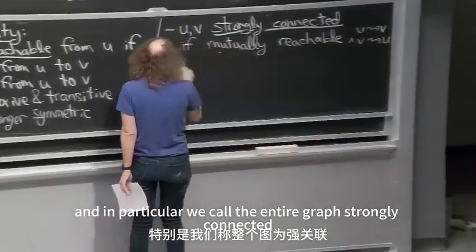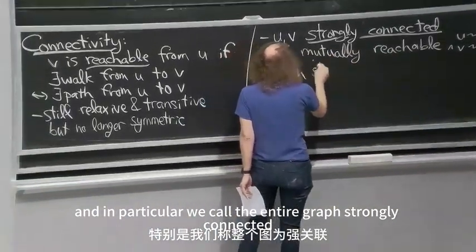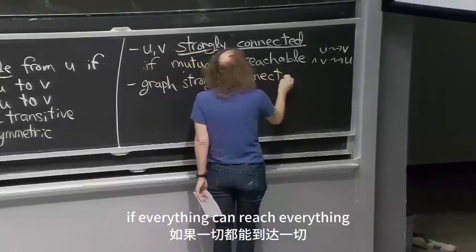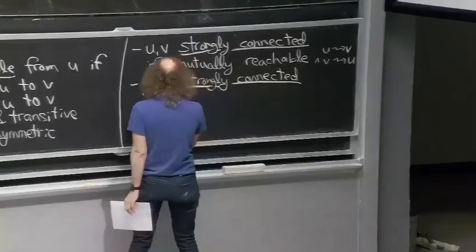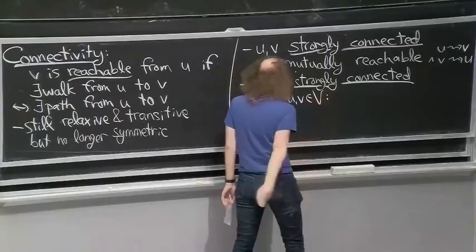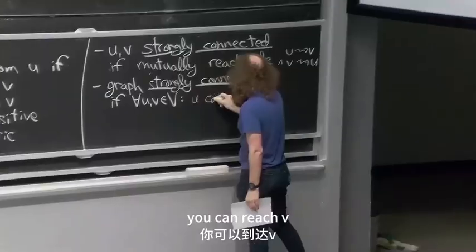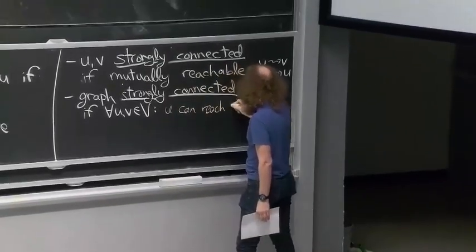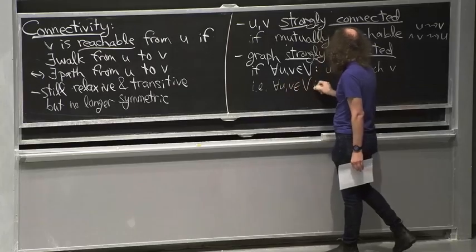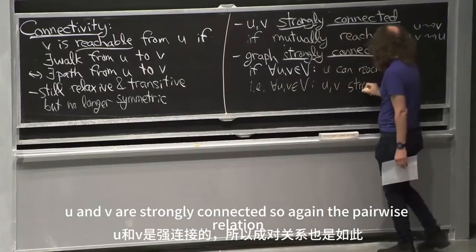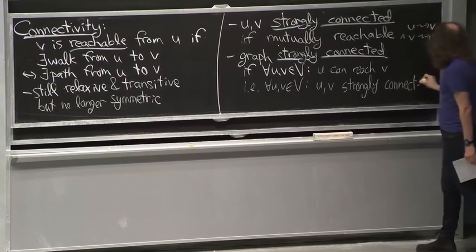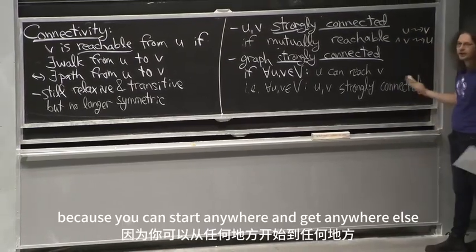And in particular, we call the entire graph strongly connected if everything can reach everything. If for all vertices u and v, u can reach v, or in other words, for all u and v, u and v are strongly connected. So again, the pairwise relation. These graphs are nice because you can start anywhere and get anywhere else.